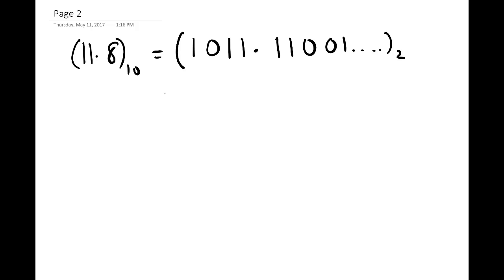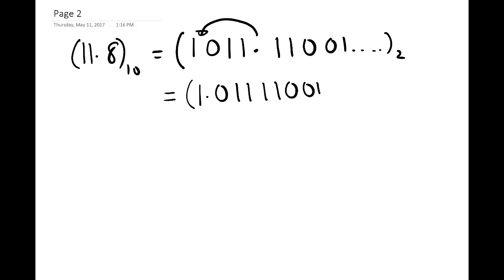So once we have that, we have to take this radix point and move it here because we only want one non-zero digit before the radix point. So we get 1.011111001 base 2 times 2 to the power 3. The reason we have 2 to the power 3 now is because the radix point was moved to the left by 3 places. And we're going to do this in 2 stages.